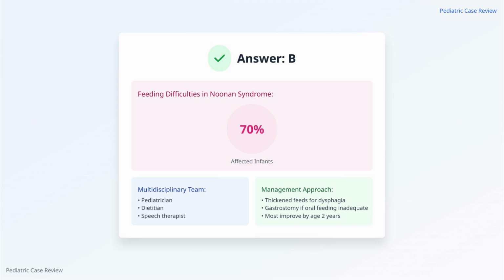Feeding difficulties affect approximately 70% of infants with Noonan syndrome. A multidisciplinary evaluation including pediatrician, dietitian, and speech therapist is essential. Thickened feeds may benefit those with dysphagia. Gastrostomy tube placement is reserved for severe cases unresponsive to conservative measures. Most feeding issues improve significantly by age 2 years.